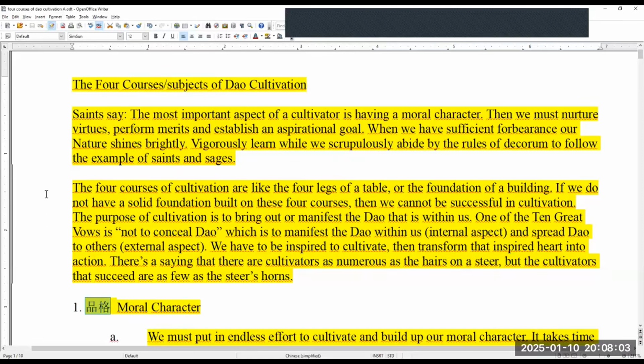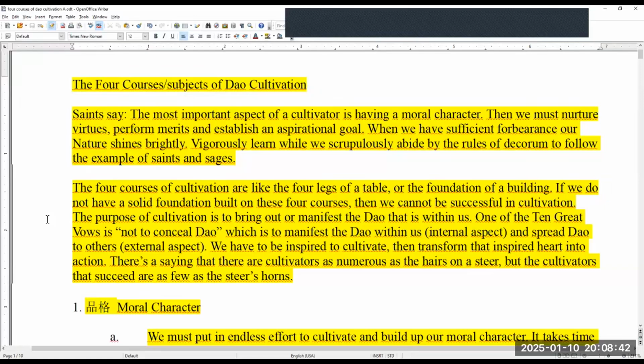Okay, all right. So the 4 courses of cultivation, or subjects, are like the 4 legs of a table, or the foundations of a building, just like we say the 4 corners of the foundations of a building. If we do not have a solid foundation built on our 4 courses, then we cannot be successful in cultivation. So after all, these 4 foundations, or these 4 major points of cultivation, allow us to be successful in eventually becoming enlightened.